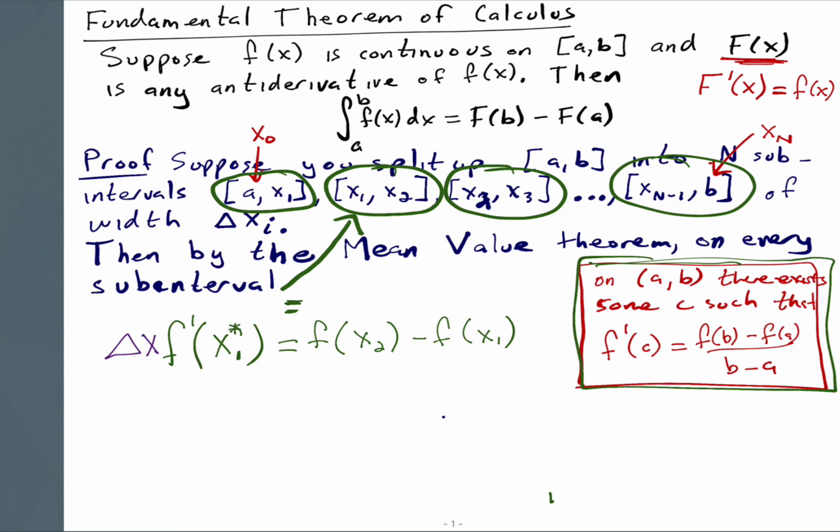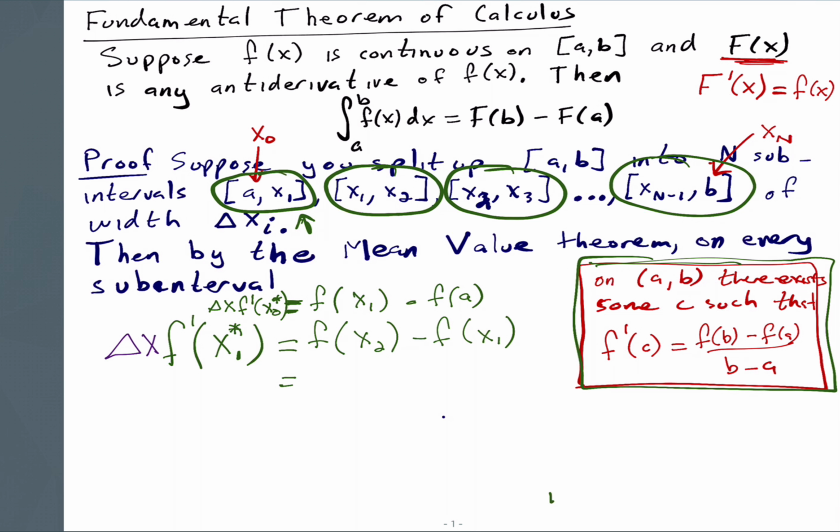So let's see. What would the one before be? So not this one, but this one. So the very first one. If I do exactly the same thing, what would it be? On the right side, I'm going to have f of x sub 1 minus f of a. Okay, good. And on the left side, I'll have delta x f prime of x sub 0 star, I guess.